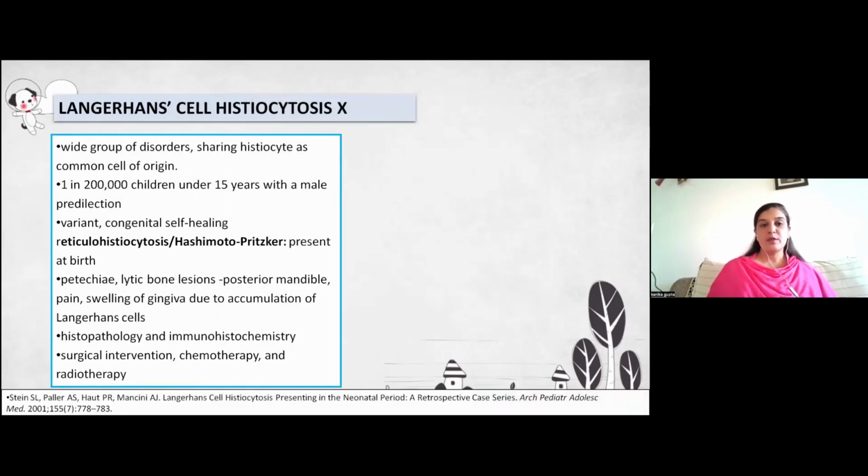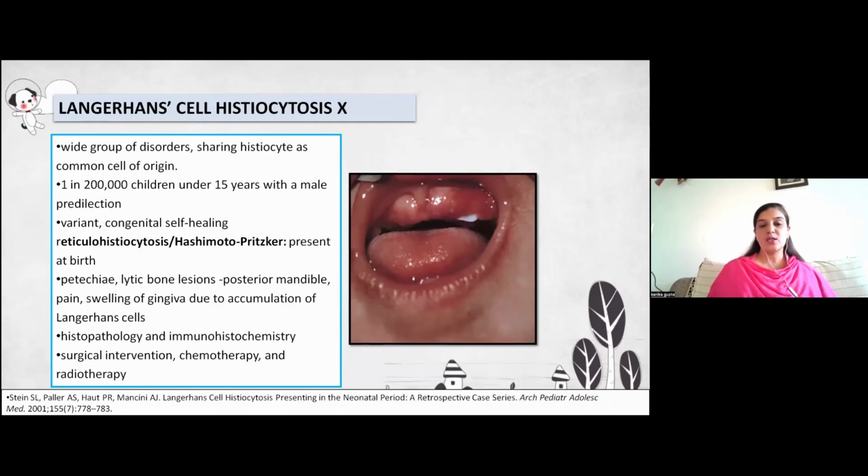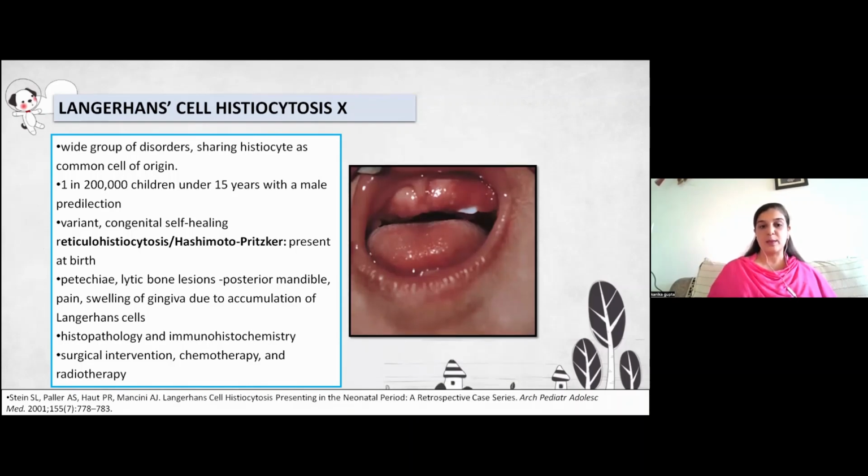Then we have a wide group of disorders that involve the histiocyte as the common cell of origin. Langerhans cell histiocytosis is seen in 1 in 2 lakh children under 15 years of age, with a male predilection. They are variant and congenital self-healing kinds of tumors. They appear as petechiae or lytic bony lesions, and they lead to swelling of the gingiva because of the accumulation of Langerhans cells. The diagnosis can be made through histopathology and immunohistochemistry. Intervention involves surgery, radiotherapy, and chemotherapy.